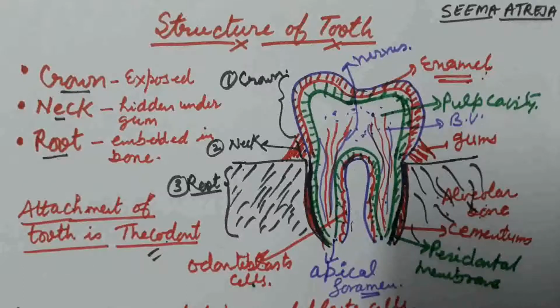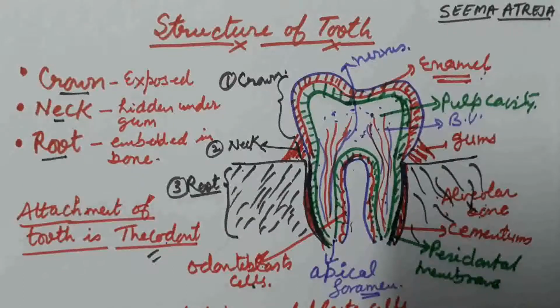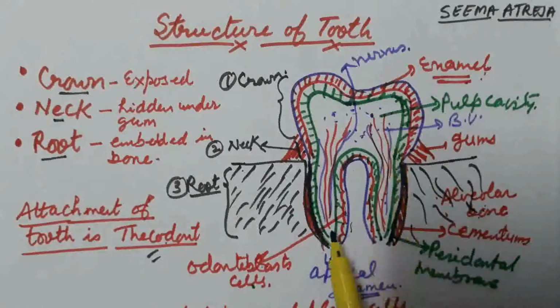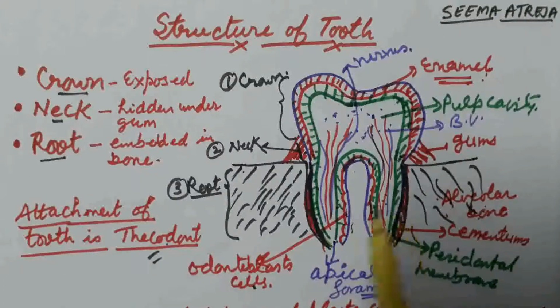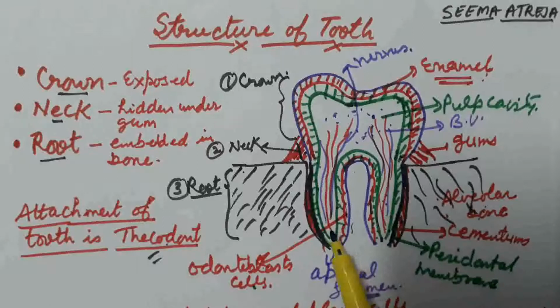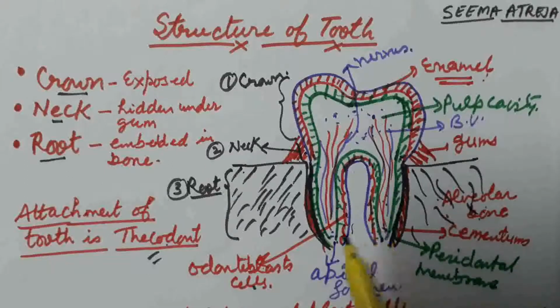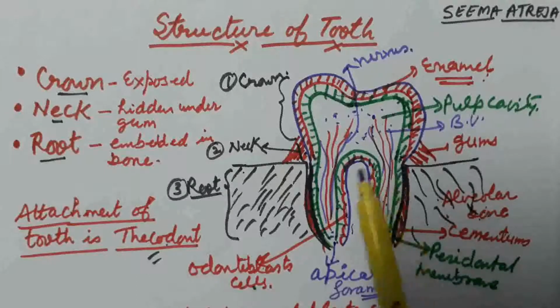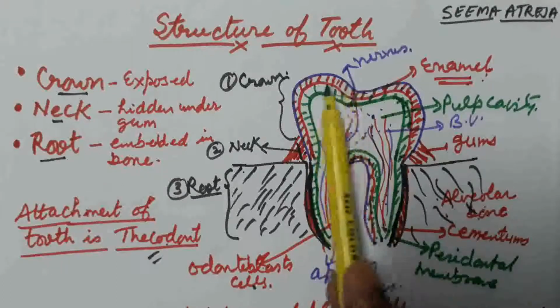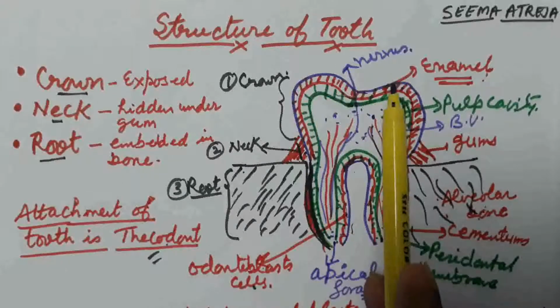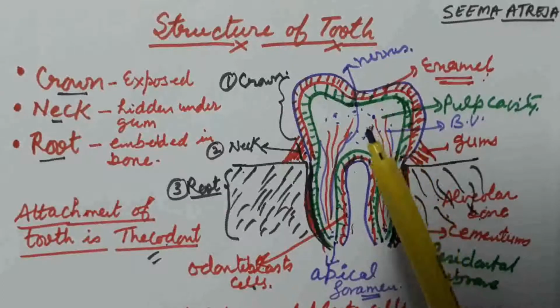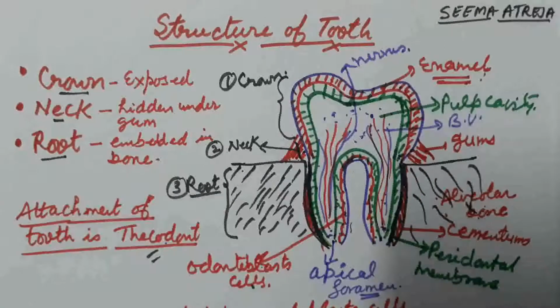Different types of teeth are present in human beings. Their surface and roots are different, but this is the basic structure of the teeth, in which this tooth is showing two root canals here. The number of root canals is different and the surface shape is different. Overall, the basic structure is the same in different types of teeth in human beings.